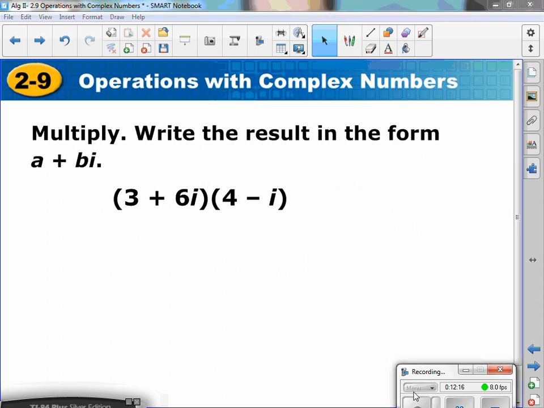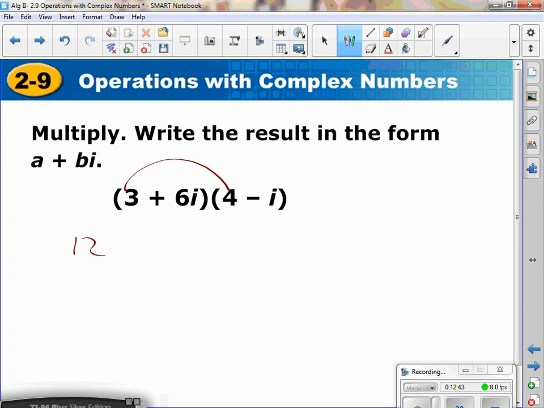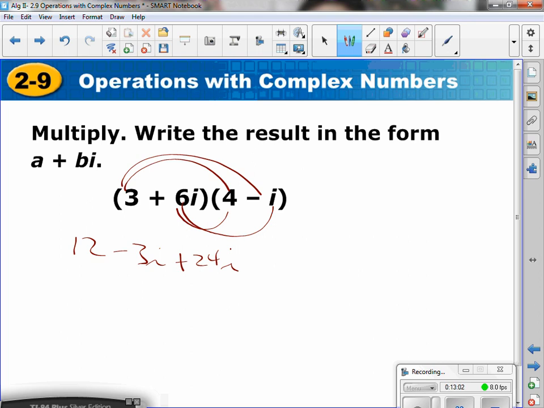Now, I'm multiplying, and I have 3 plus 6i times 4 minus i. What do you need to do? Can't put the reals and imaginaries together because we're multiplying. What's that called? FOIL. You need to FOIL or distribute. So you're taking 3 times 4 is 12. 3 times negative i, negative 3i. What's 6i times 4? Plus 24i. What's 6i times negative i? Negative 6i squared. Now, I know that i squared means what? Negative 1. So what does this really make this right here? Positive 6.